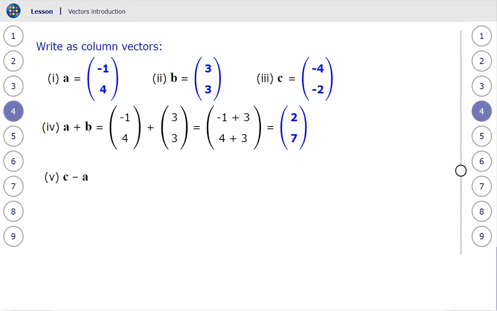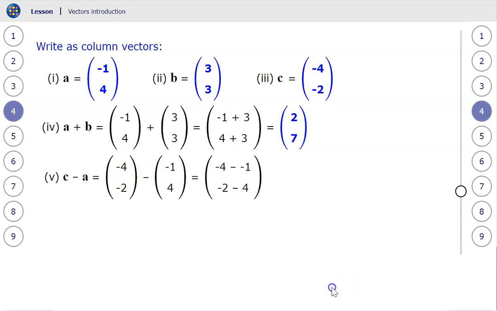If I wanted to see what C minus A was, all I have to do is take the components of C and A and subtract them from one another. We just need to be careful now about the double negative that exists there. So I've got minus 4 minus minus 1, in other words, minus 4 plus 1, in other words, minus 3, and then minus 2 minus 4, which gives me minus 6.